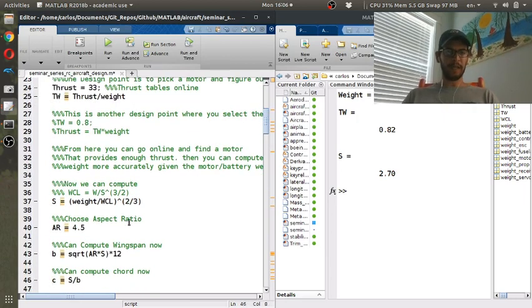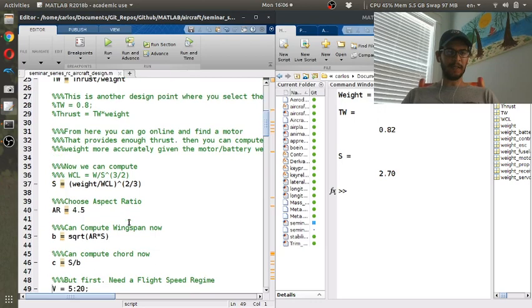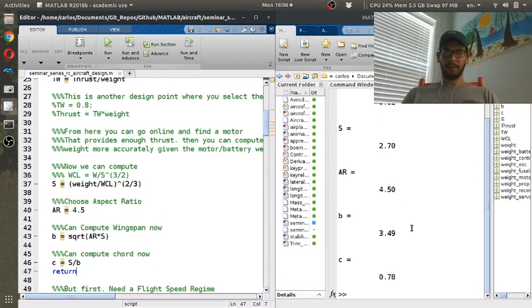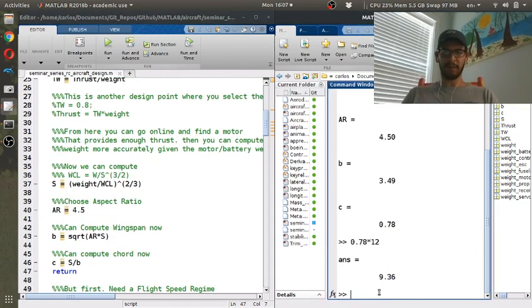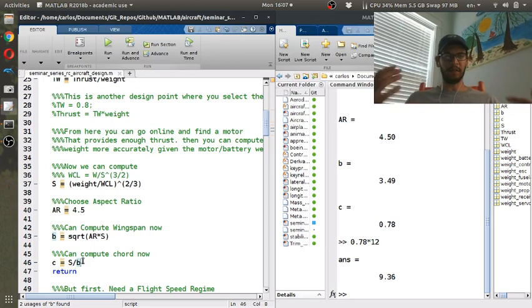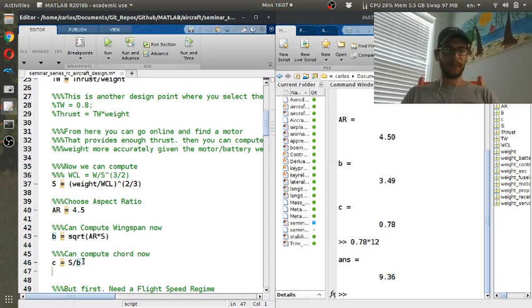And then you do S divided by, let me not do that, okay. So that's going to be b in feet, and then you're going to do S divided by b to get c. And then I guess at that point we can return, and so I've got a wingspan of 3.5 feet, which is pretty good, and a chord of 0.78. So if I do that times 12, yeah, that's about 9.36 inches. Yeah, that seems pretty good. When I finally build this, I'll probably make it a little bit different sizes, but anyway.